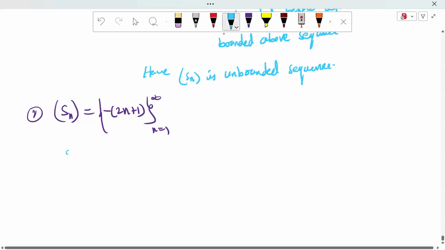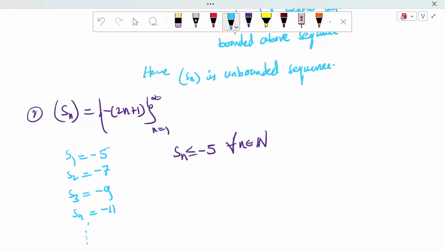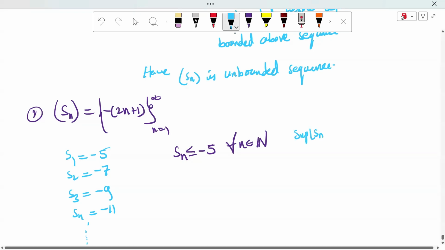Put n equal to 1, S1 is equal to minus 5; n equal to 2, minus 7; n equal to 3, minus 9; n equal to 4, minus 11, and so on. Here Sn is less than or equal to minus 5 for all n belonging to the natural numbers. So the bound is above. There exists only a supremum. Supremum of Sn is equal to minus 5. Infimum of Sn does not exist.